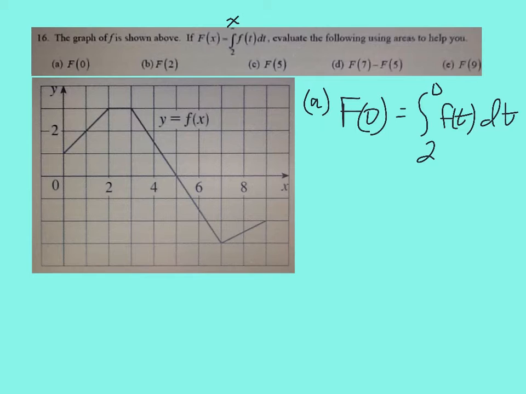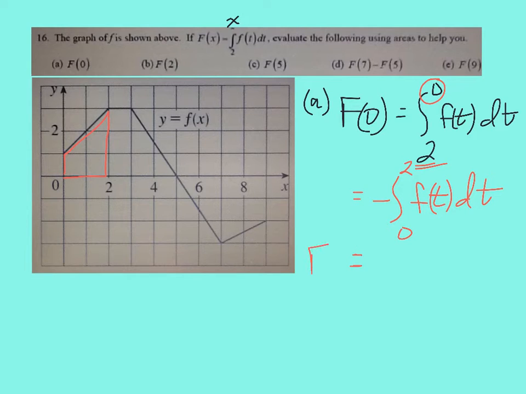All right, so we're looking at this graph. Now it's 2 to 0. Whenever we get the top boundary smaller than the lower boundary, we're going to have to flip this over. And our rule says that if we flip this over to 0 to 2, we take the negative. We take the opposite of this. So this F of 0 is the area from 0 to 2, and then we're going to take the opposite of that. So this is just an area question.